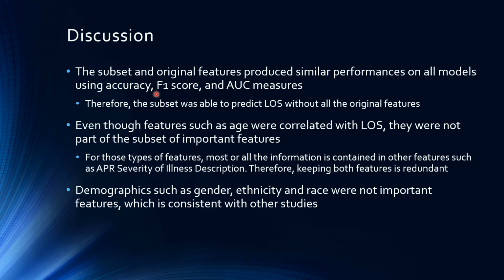Discussion. The subset and original features produced similar performances on all models using accuracy, F1 score, and area under the curve measures. Therefore, the subset was able to predict length of stay without all the original features. Even though features such as age were correlated with length of stay, they were not part of the subset of important features. For those types of features, most or all of the information was contained in other features such as APR severity of illness. Therefore, keeping both features was redundant. Demographics such as gender, ethnicity, and race were not important features, which is consistent with other research.